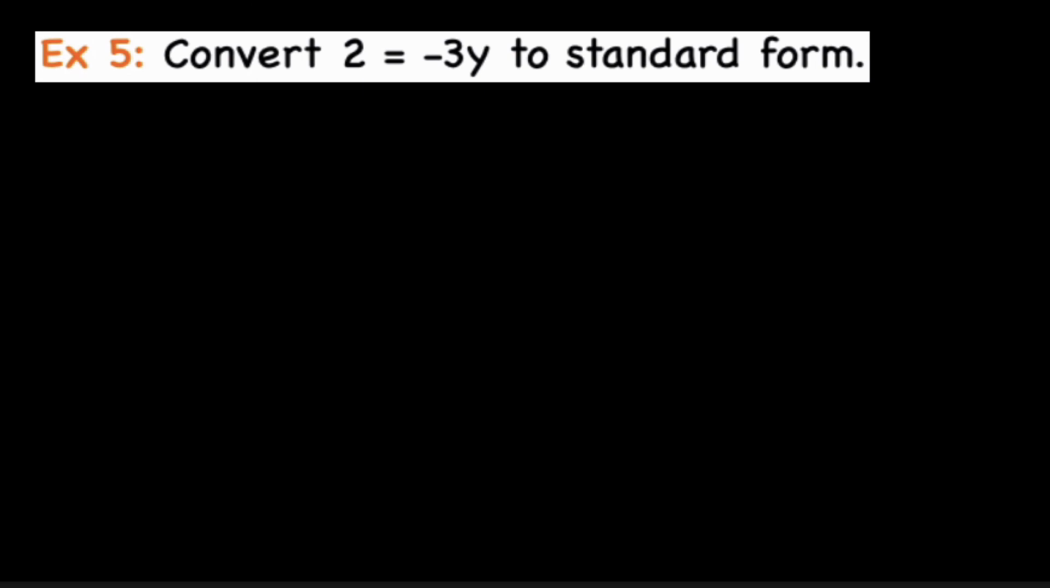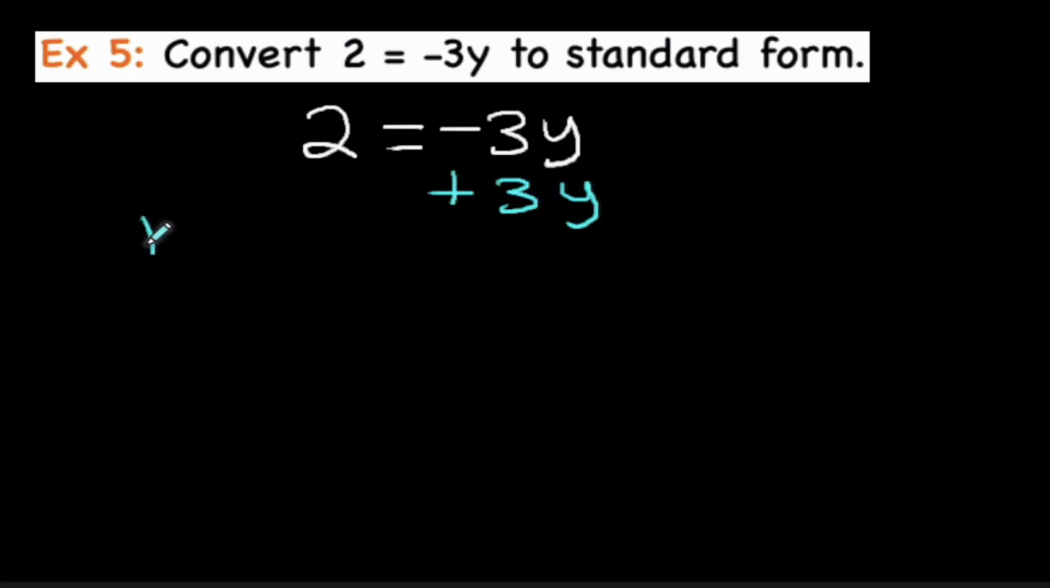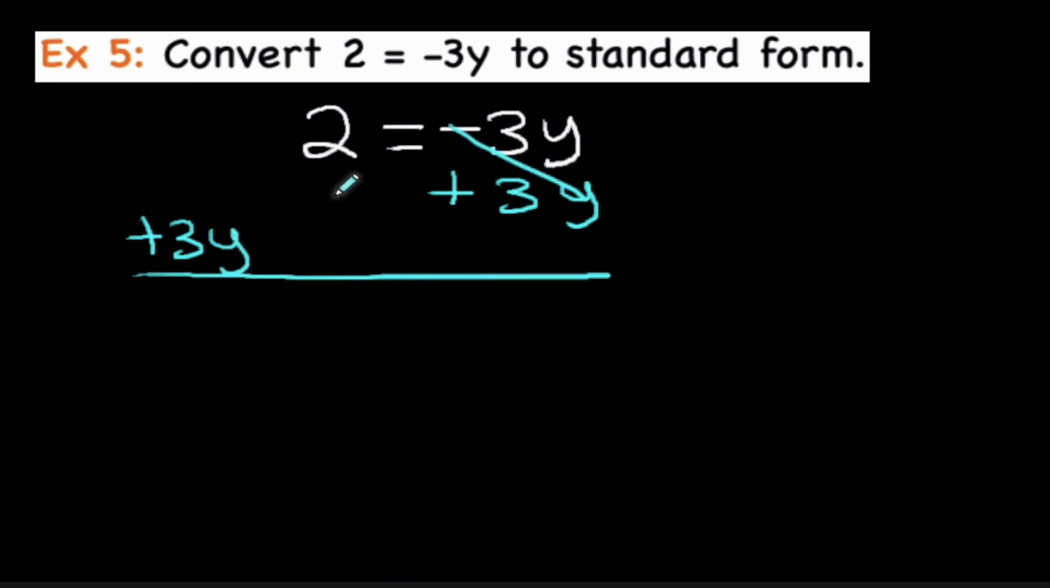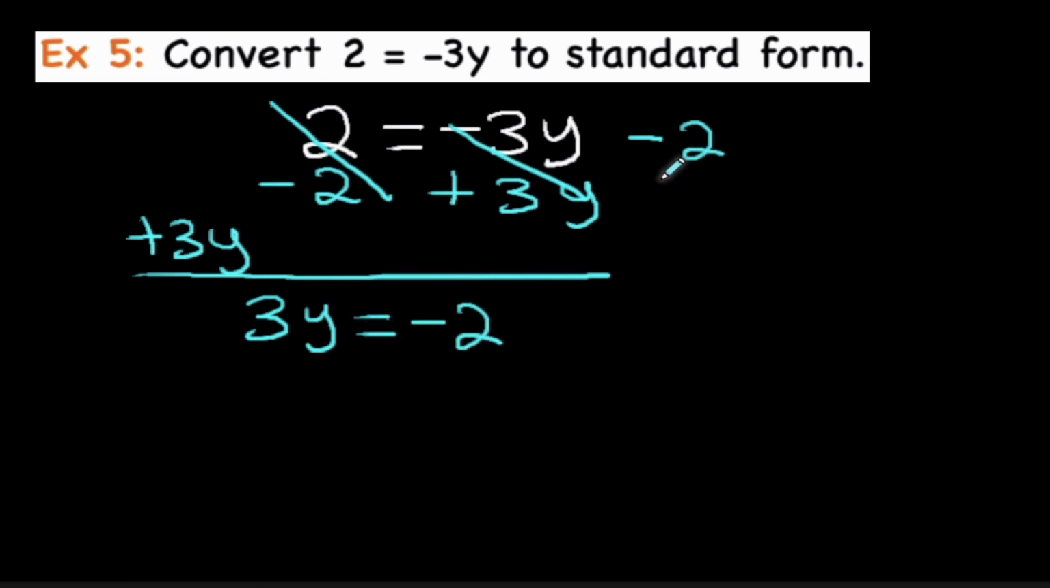Let's convert as normal. 2 equals -3y. We're going to add 3y to both sides. And we're going to subtract 2 from both sides. So that we are left with 3y equals -2. So like I said, x is 0.